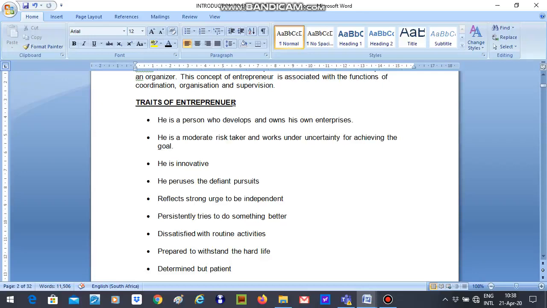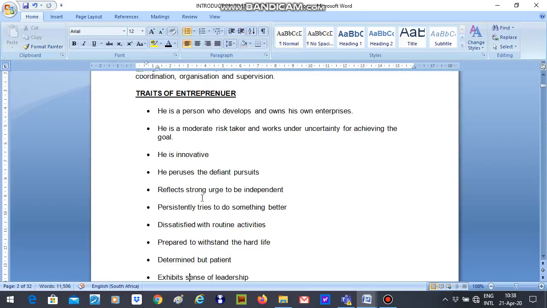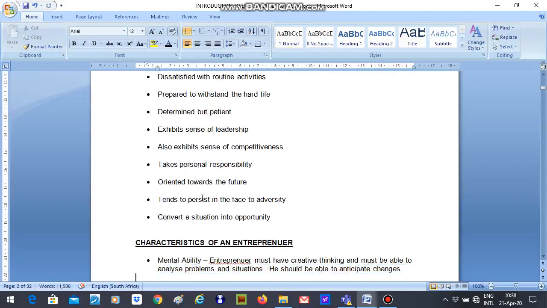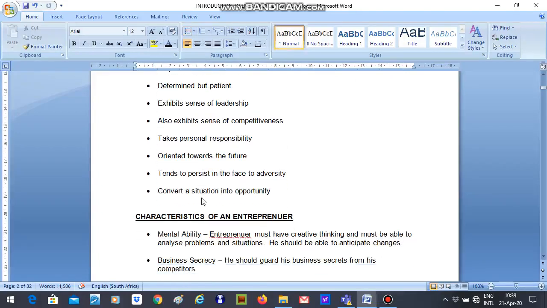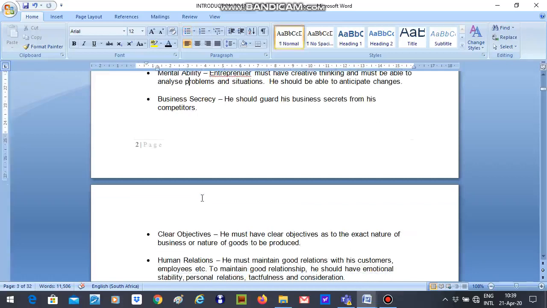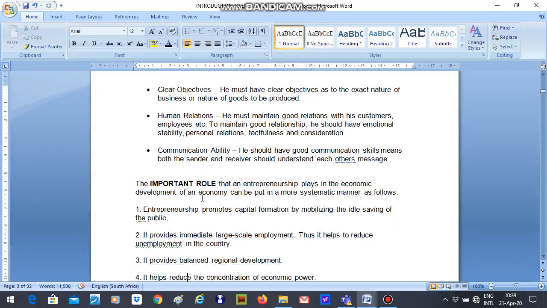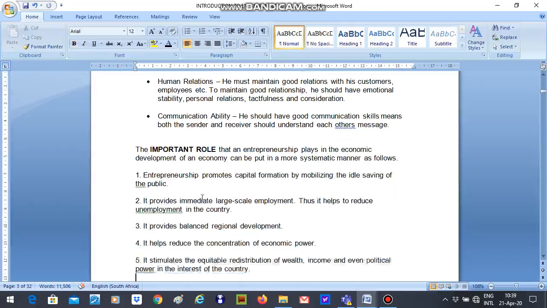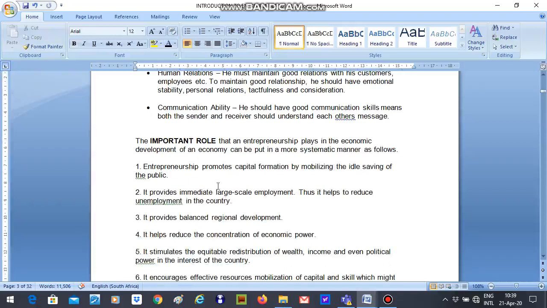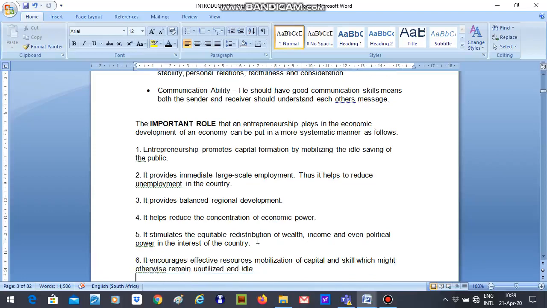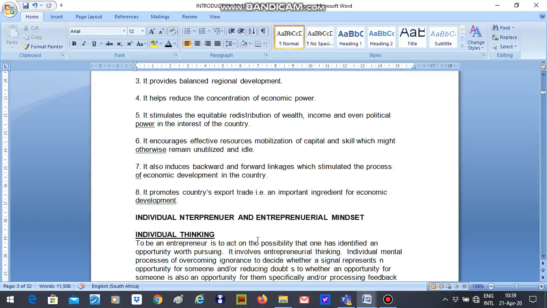The traits of an entrepreneur are in bullet points, and these are self-explanatory. You should be able to read them, understand them, and keep the knowledge. Then we go on to the characteristics of entrepreneurship, which are also in bullets, and the important role that entrepreneurship plays in the economy. When you read this, they are self-explanatory. I've made them very simple. So like point number 3, it provides balanced regional development. It helps reduce the concentration of economic power. All these are important roles that entrepreneurship plays in the economy.